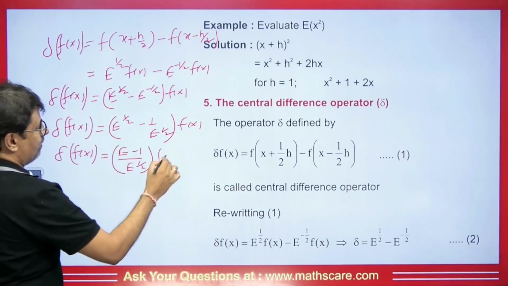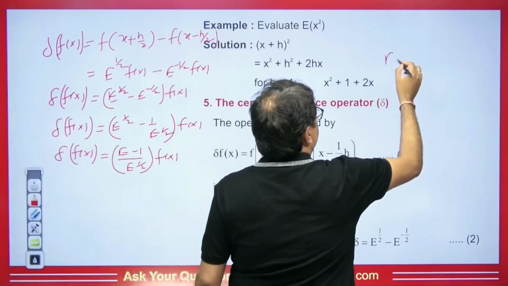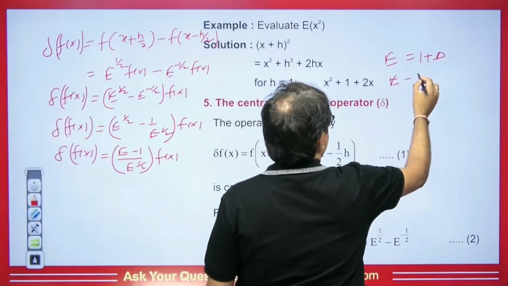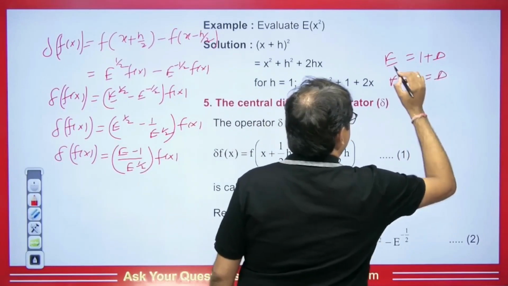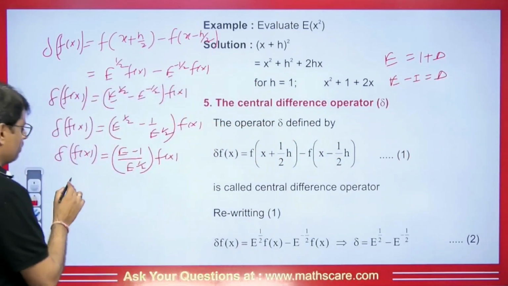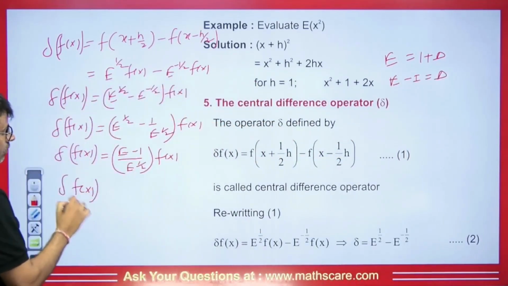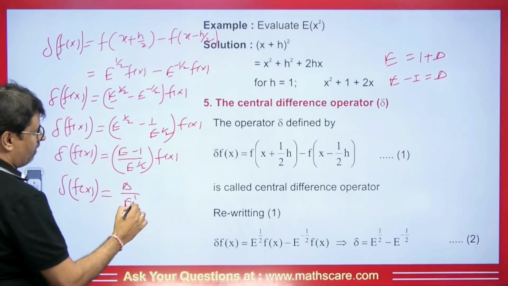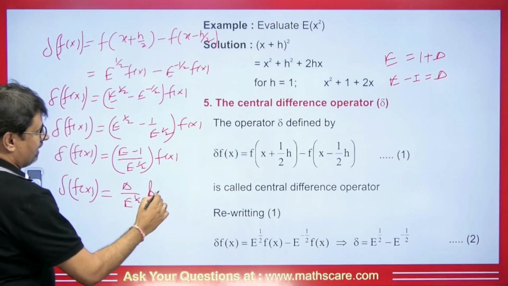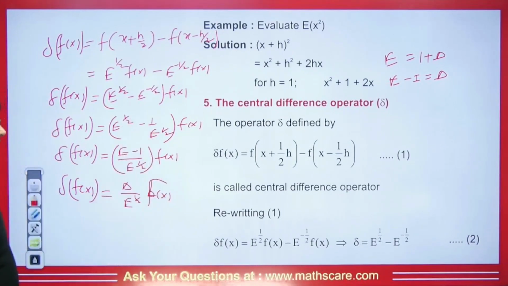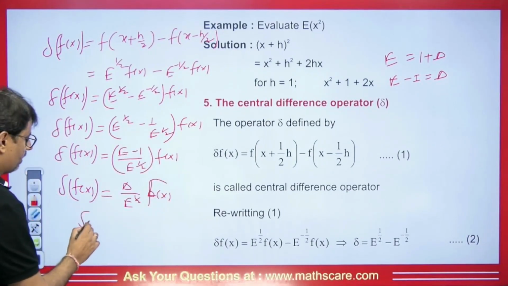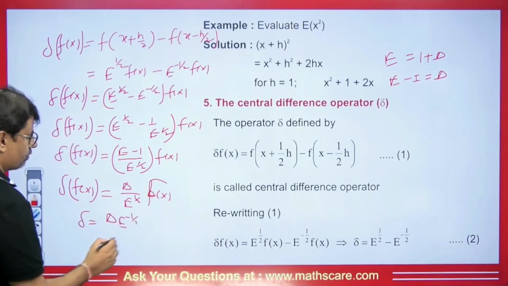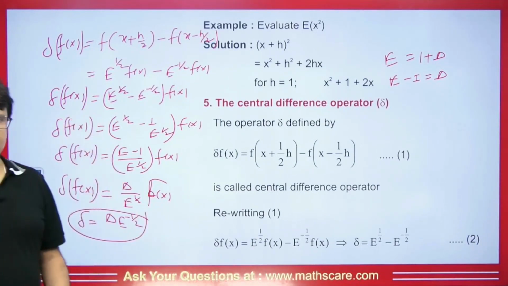Clear, students? We know that there is a relation here that E is equal to 1 plus delta. Then what do we need here? The value of E minus 1. The value of E minus 1 will be delta. So students, this delta f(x) is equal to delta upon E to the power 1/2, into f(x). Is it clear now? Pay attention. This is something you need to pay attention to. The relation we have here is delta E to the power minus 1/2. Clear? So like this, we have a relation that needs to be understood.